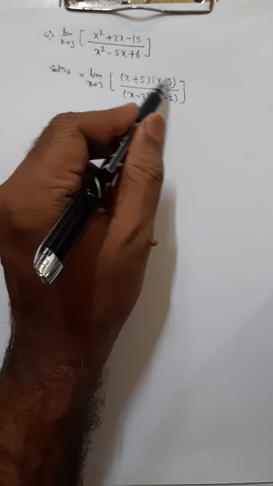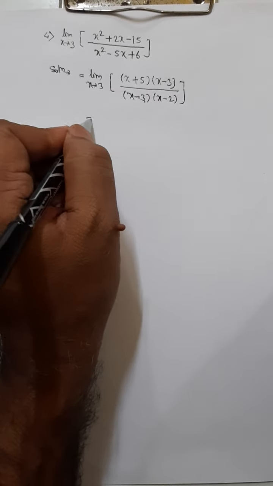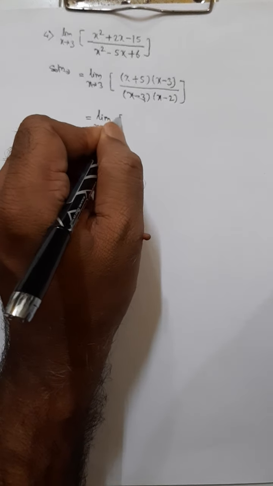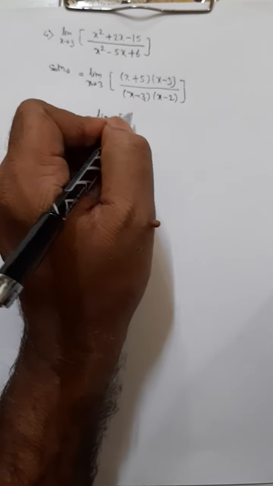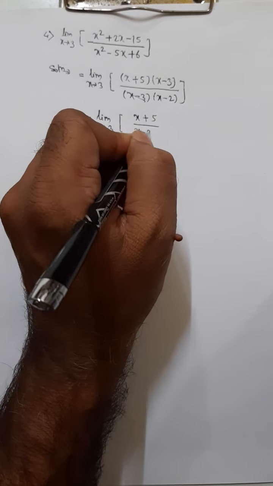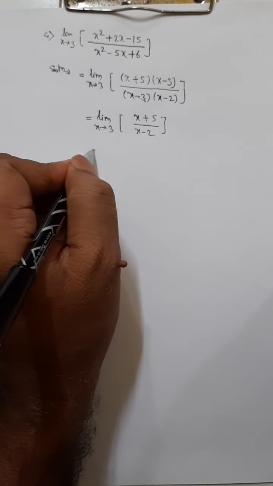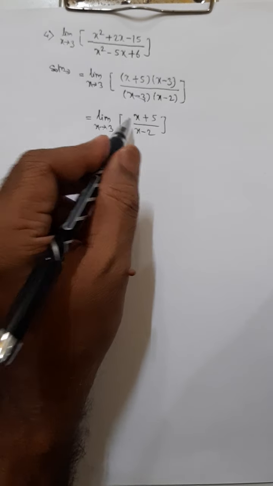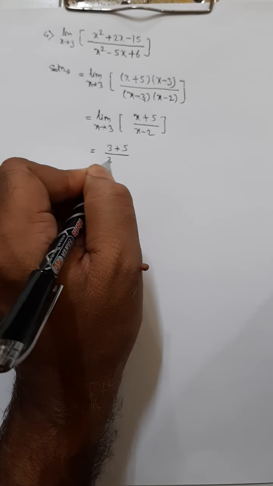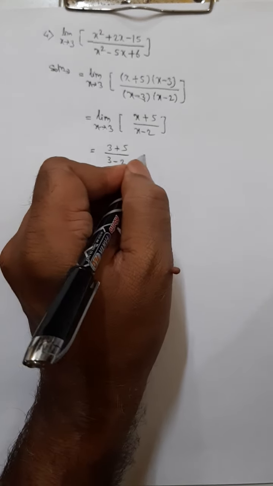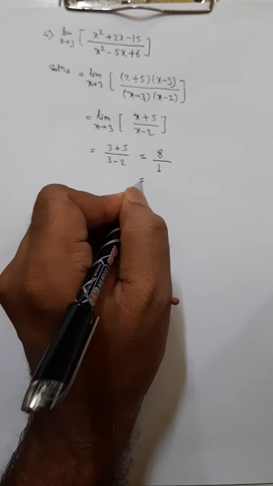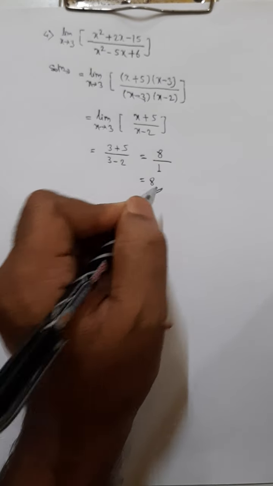So we get common factor, x − 3 cancel, and we get limit as x tends to 3 in bracket (x + 5) divided by (x − 2), and we can take the limit. X tends to 3, put x equal to 3, so (3 + 5) divided by (3 − 2). 3 + 5 is 8, 3 − 2 is 1. So answer is 8 here.